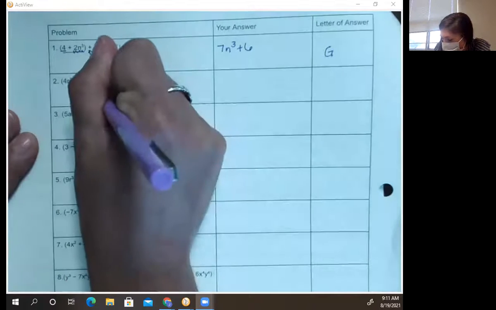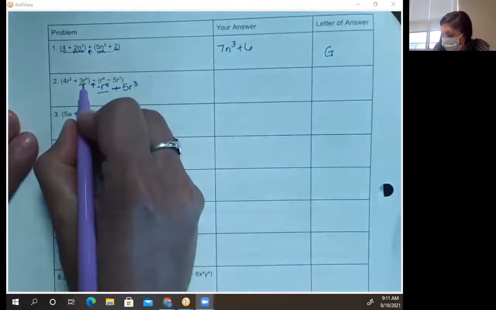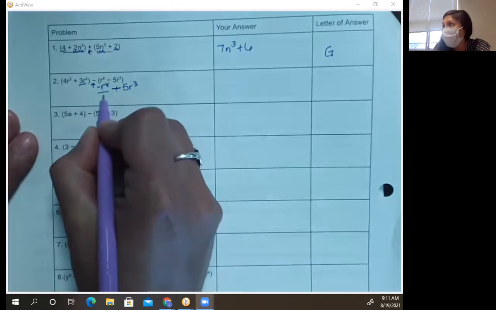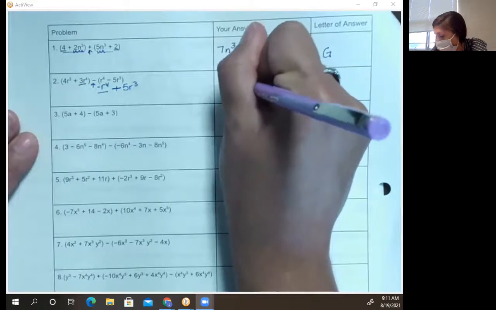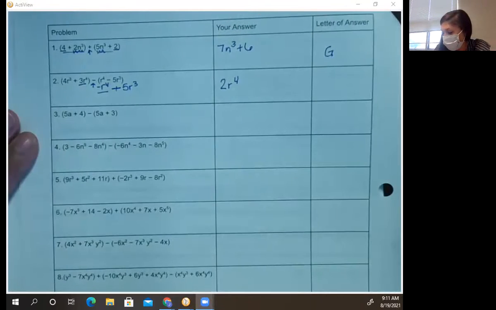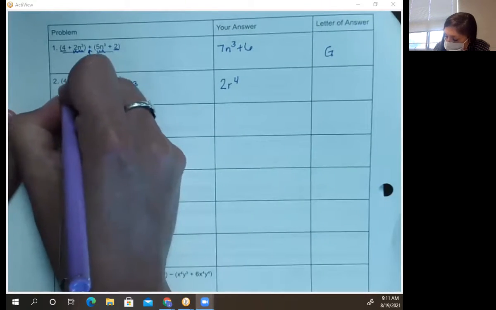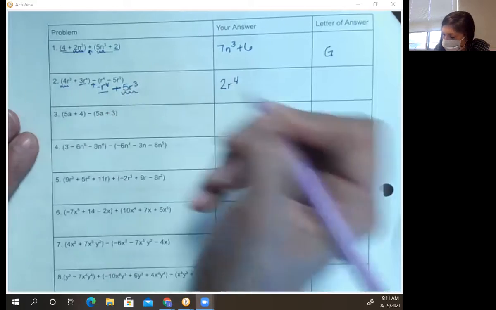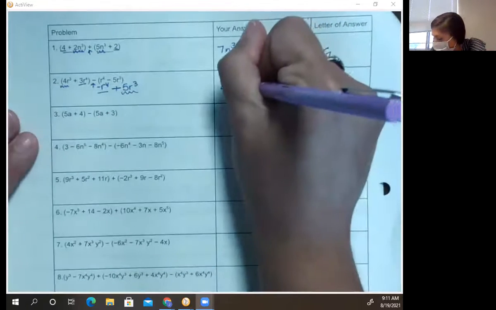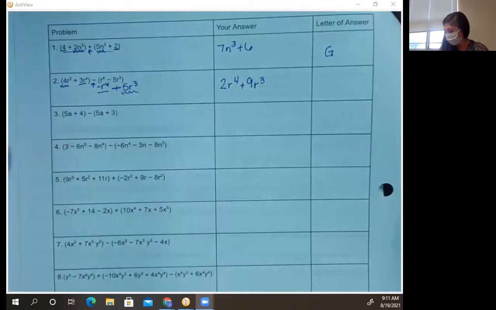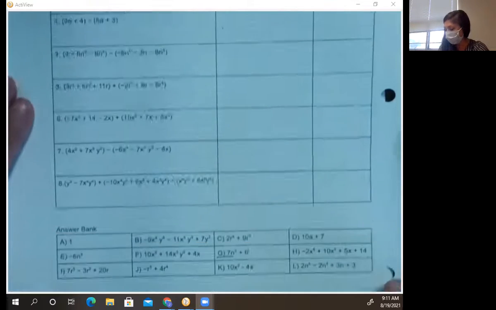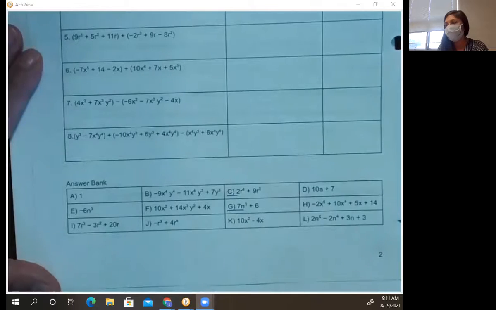So that would be my r to the 4th term. So I've got 3r to the 4th minus r to the 4th. That leaves me with 2r to the 4th. And then I've got 4r cubed plus 5r cubed. That would give me 9r cubed. And then this is actually answer C down from the bottom.